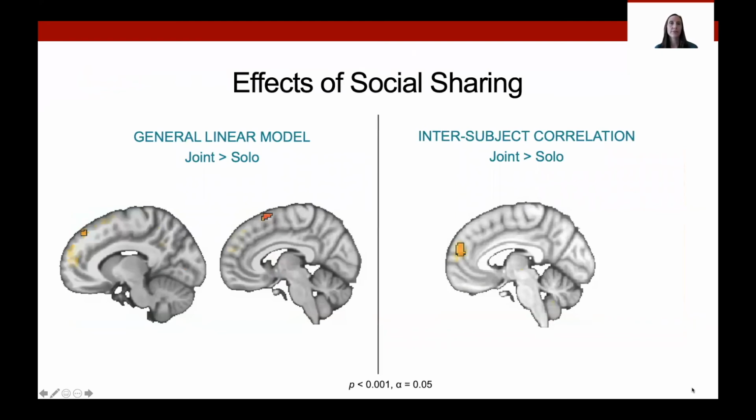So first, to look at the effects of social sharing, we found that in both the GLM and ISC approaches, the DMPFC was engaged more for shared compared to solo videos, and that's independent of the emotional condition. So this is consistent with a large body of literature showing the importance of this region to joint attention. And these data isolate the experience of sharing with another person without conflating coordinating attention or responding to gaze cues.